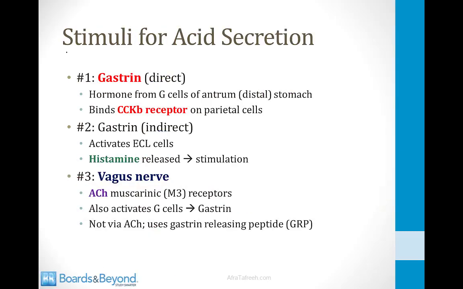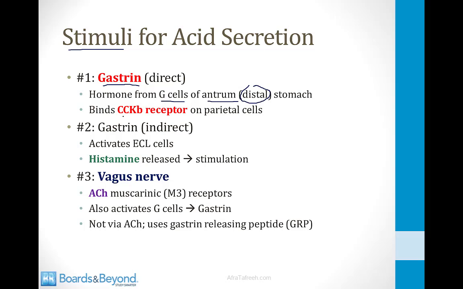It's very high yield for step 1 of the boards to know the physiology of acid secretion in the stomach. So let's start that discussion by going over the different stimuli for acid secretion from the parietal cells. The first stimulus for acid secretion is the hormone gastrin. It can directly activate the parietal cells to secrete hydrochloric acid. Gastrin is a hormone that comes from G cells in the antrum portion of the stomach. That's the distal portion of the stomach close to the duodenum.